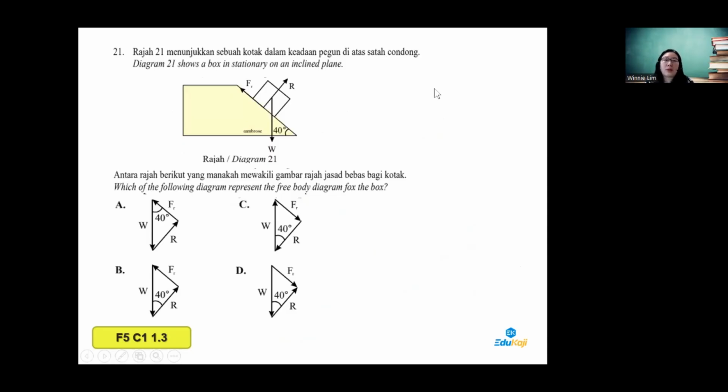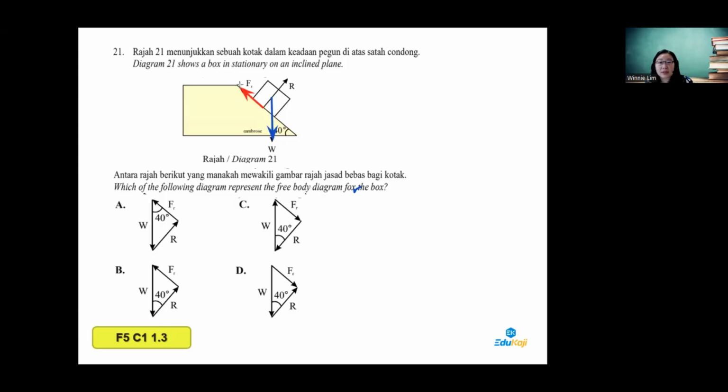Question 21, diagram 21 shows a box stationary on an inclined plane. Which of the following diagrams presents a free body diagram for the box? For these questions, how do you rearrange all the three given forces? I tell students, it's like playing with toothpicks. You can rearrange all the given forces.